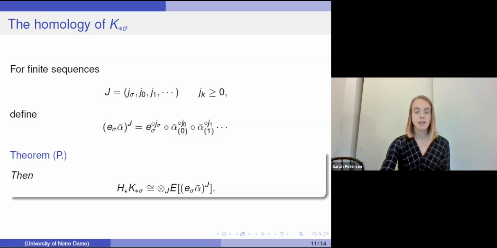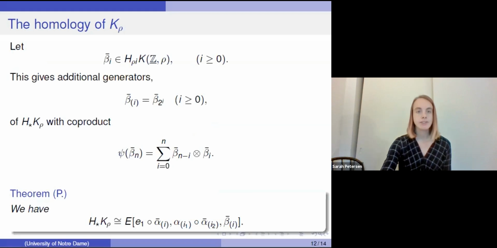To give some idea of what happens when we also have a trivial representation, we'll write the homology of K rho. To write this down requires additional generators, beta sub I living in the rho I homology of K Z rho. And this gives additional generators, beta bar (I) in degree 2 to the I rho. I then show that the homology of K rho is exterior on circle products of elements in K1, K sigma, and K rho.